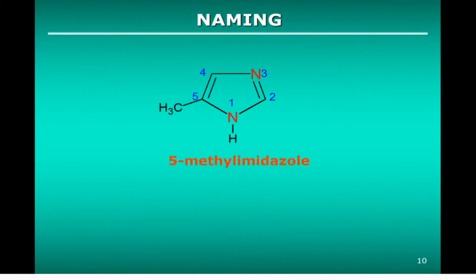But before that, I will remind you how to name. So what can we see here? Substituents are not important. That's why again we number this way: the highest heteroatom is number 1, and the next one is number 3 in this case. So that's why 5-methyl imidazole.